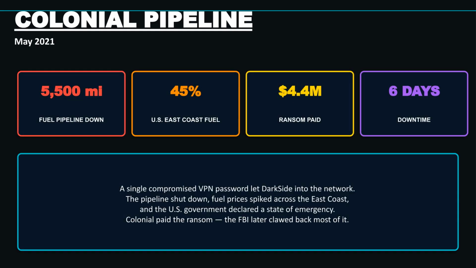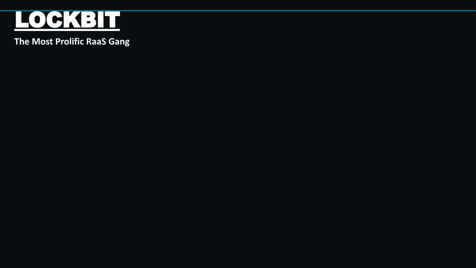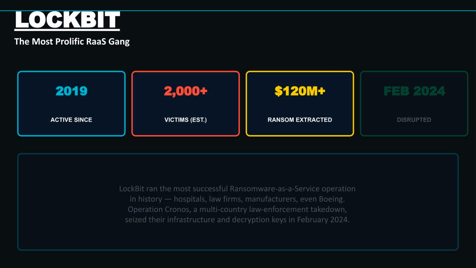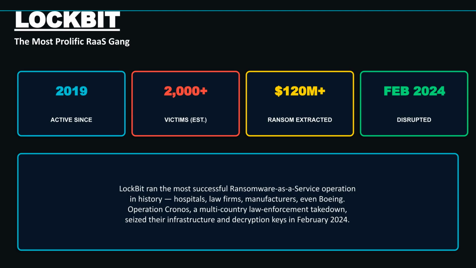It was caused by a single compromised VPN password, leading to fuel price spikes and a state of emergency. LockBit ran the most successful RaaS operation, hitting over 2,000 victims. In February 2024, a multi-country law enforcement operation called Kronos finally seized their infrastructure.